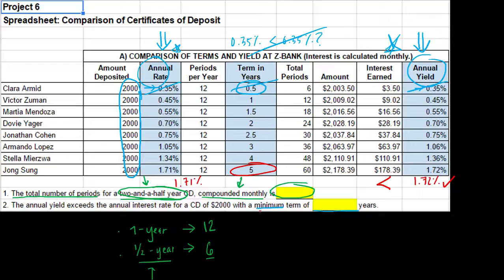But that doesn't mean that that was the minimum number of years. So in other words, it could have happened earlier. So I want to know the minimum amount of time I would have to invest this money for my annual yield to be larger than my annual rate. So you'll need to check year 1, 1.5, 2, 2.5, 3, 4, and 5 to see where this increase of annual yield over annual rate occurs. Once you find it, you're recording the term in years that it took for this to happen.